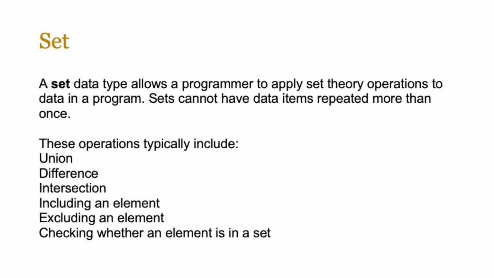Sets, in particular, cannot have data items repeated more than once. So, for example, you might have one set which has all unique values, kind of like an enumerated list. Now, what if you have multiple enumerated lists and you wanted to find out which of these values are unique and which ones are being duplicated in these different enumerated lists? That's where you could use set theory to find out the answers to that.